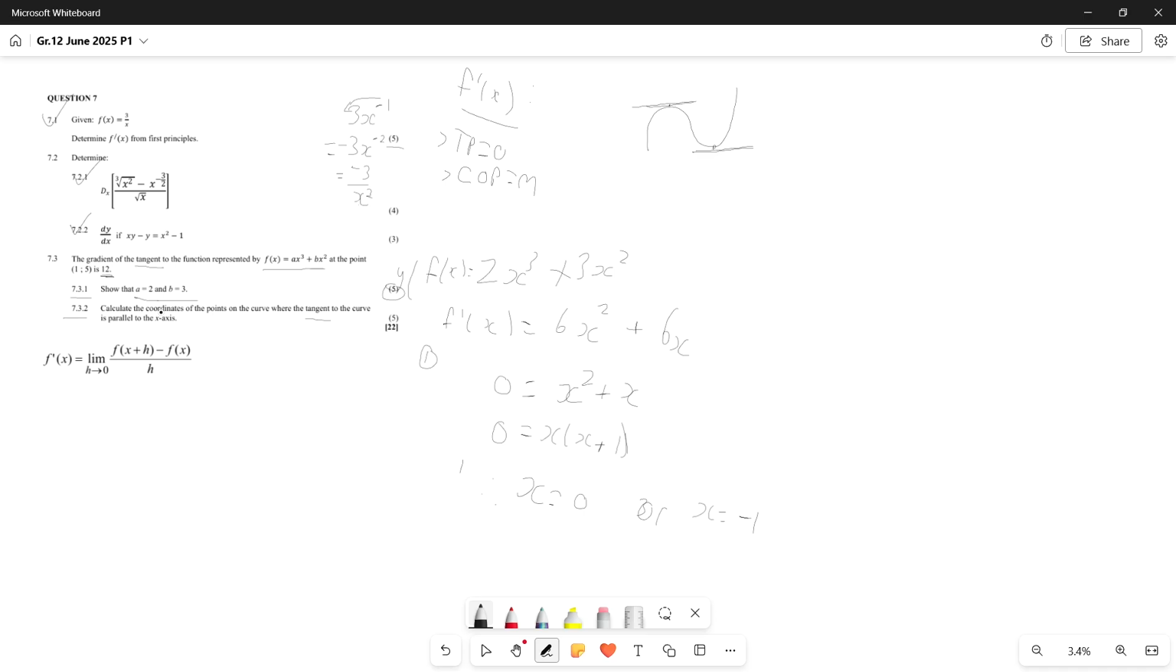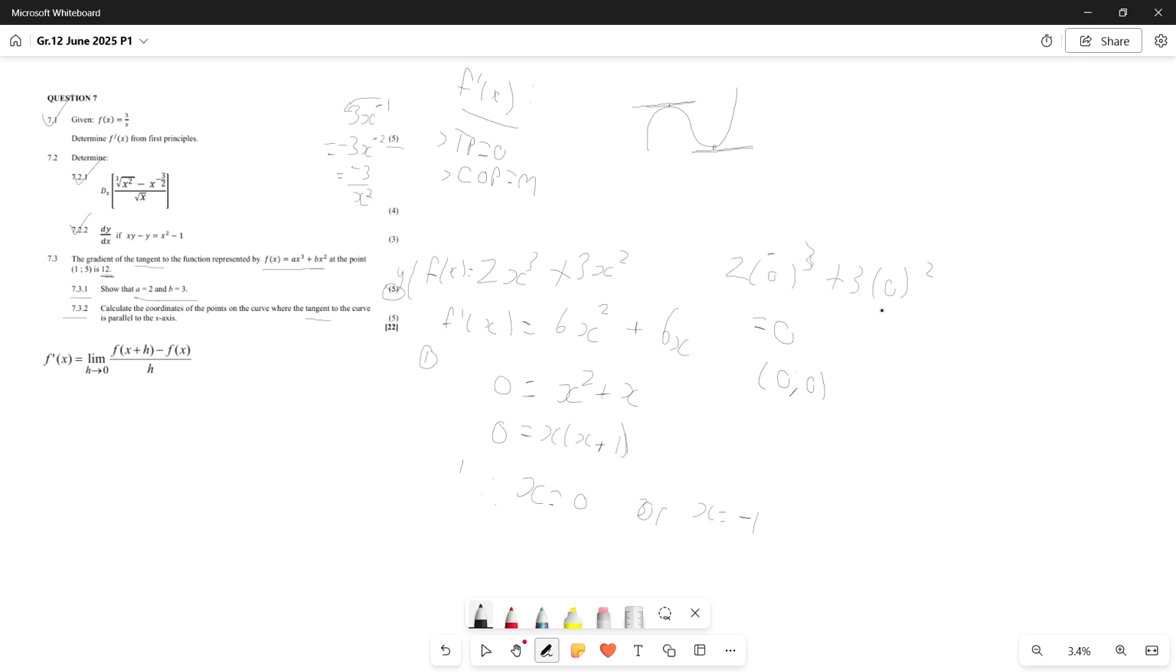Cool. But they didn't just ask for the x coordinates, they asked for the coordinate pairs. So we have to go ahead and plug in our x equals 0 and our x equals negative 1 back into the original parent graph, so we can then get our final answer. So we have 2 times 0 cubed plus 3 times 0 squared. This equals 0. So that coordinate pair is (0, 0).